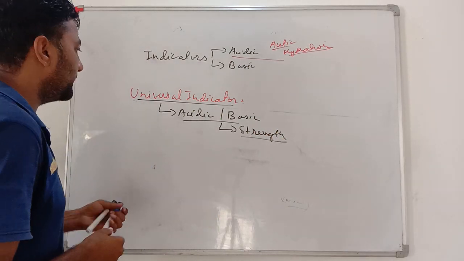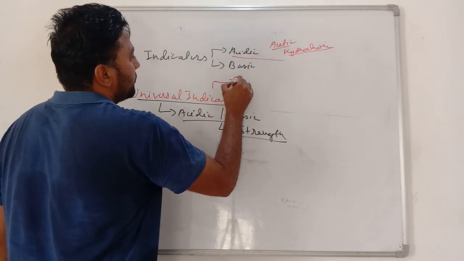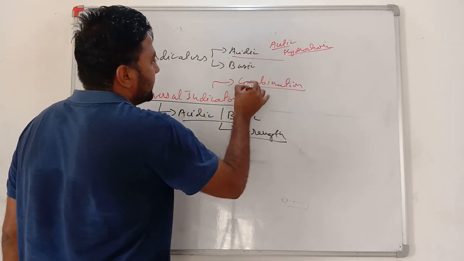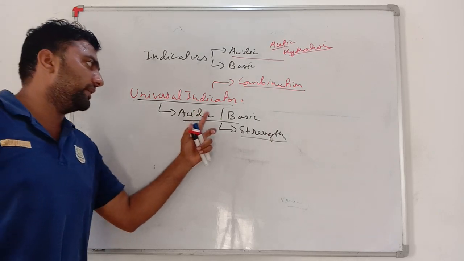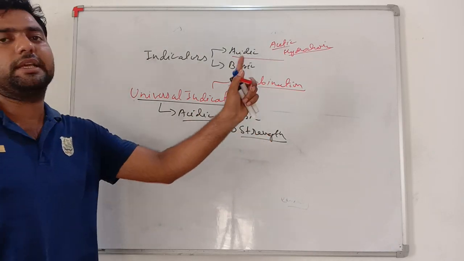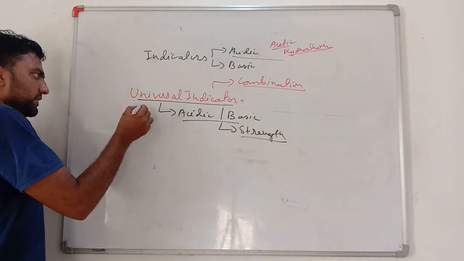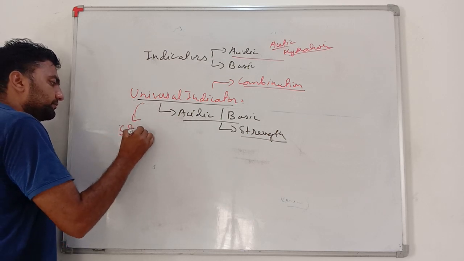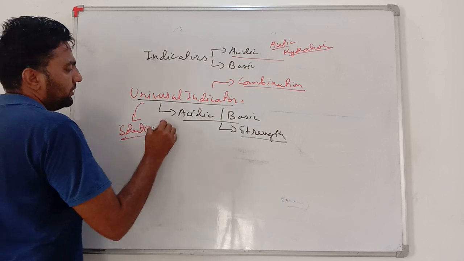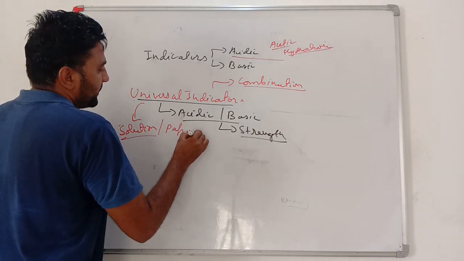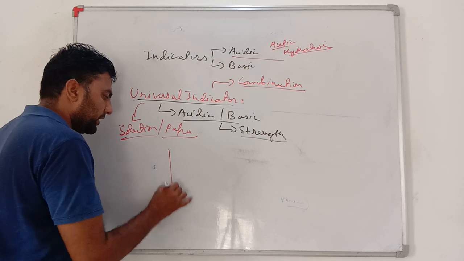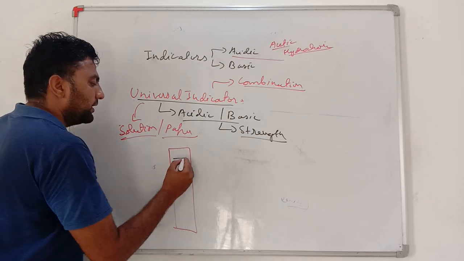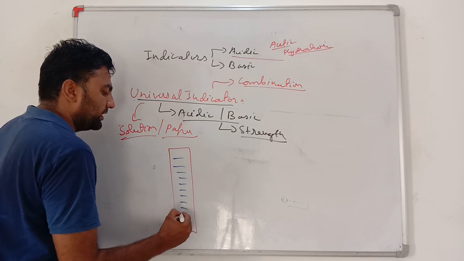What is universal indicator? Universal indicator is a combination of dyes which tells us about whether anything is acidic or basic along with the strength of that acid and base. Universal indicator is present in both the form, that is solution form or paper form. See my dear students, if we are using any universal indicator, on universal indicator colors are being indicated along with the pH.